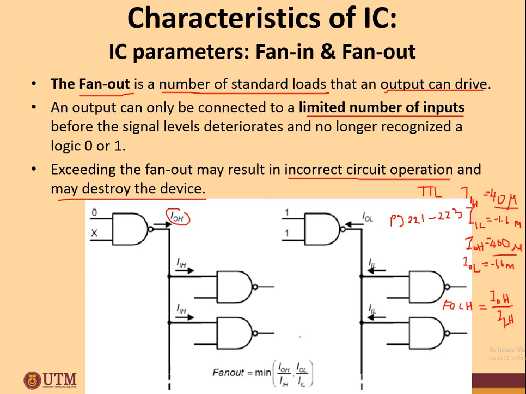How about fan out during logic low? During logic low, the equation is IOL over IIL. Okay, so what is IOL? IOL is 16 milli and IIL is 1.6, so it's equivalent to 10 gates. So the fan out able to be supported during logic low is only 10 gates. Okay, so please read the module for more information.